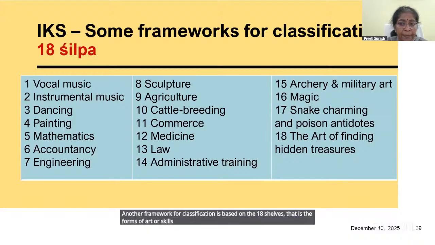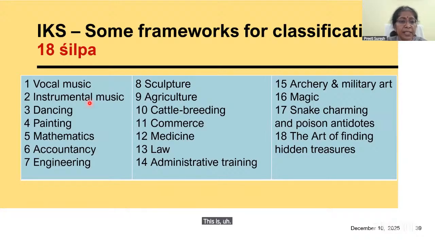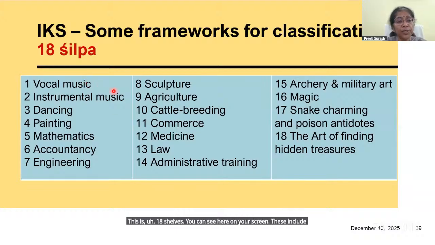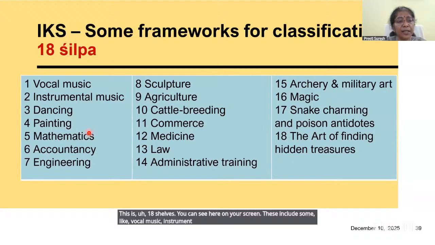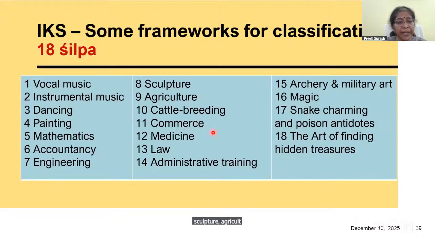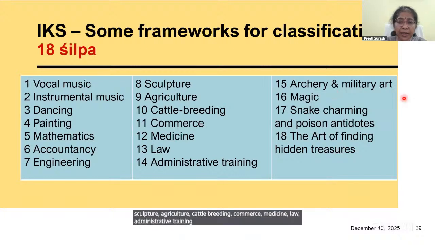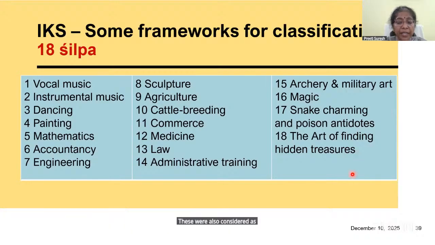Another framework for classification is based on the 18 shilps, that is the forms of art or skills, you can say. You can see these 18 shilps here on your screen. These include vocal music, instrument music, dancing, painting, mathematics, accountancy, engineering, sculpture, agriculture, cattle breeding, commerce, medicine, law, administrative training, archery and military art, magic, snake charming, and poison antidotes. These were also considered a shilp, and the art of finding hidden treasures, right?